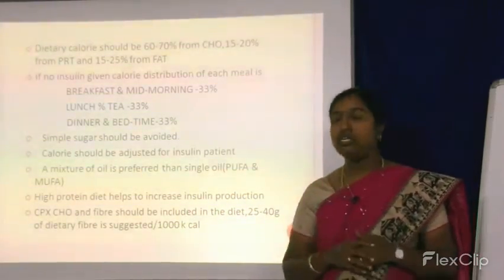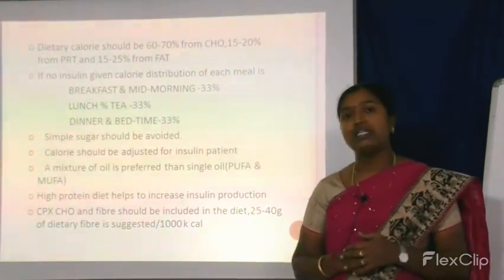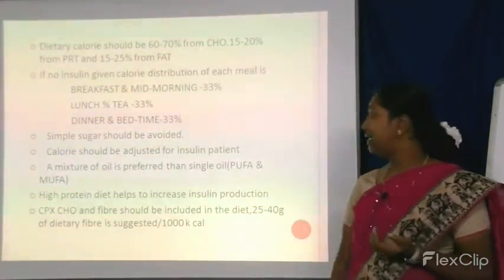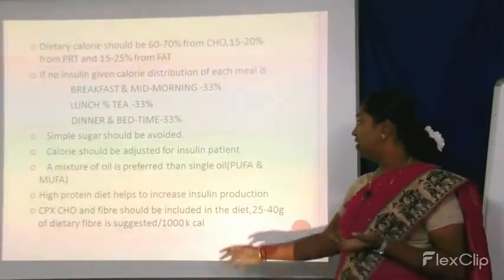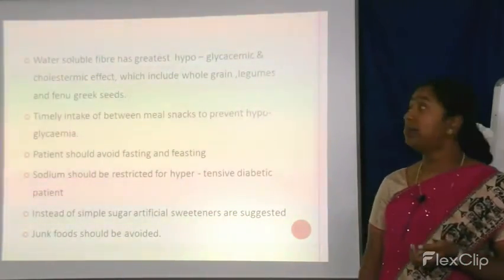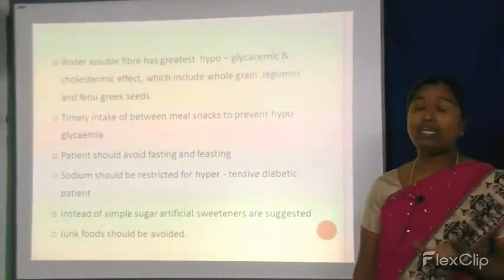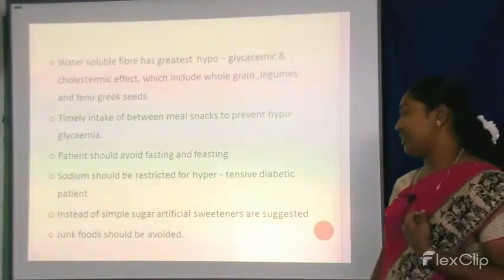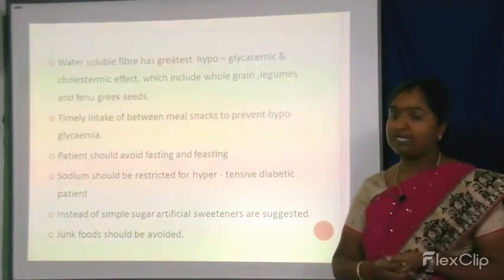Calories should be adjusted for an insulin patient. A mixture of oils is preferred over a single oil, that is unsaturated fats like polyunsaturated fatty acids and monounsaturated fatty acids. A high protein diet is essential to increase insulin secretion. Complex carbohydrate fiber can be included in the diet, 20 to 40 grams per 1000 kilocalories. Water soluble fiber has the greatest hypoglycemic and cholesterol-lowering effect, which includes whole grains, fenugreek and legumes. Timely intake of food between meals is necessary to prevent hypoglycemia.